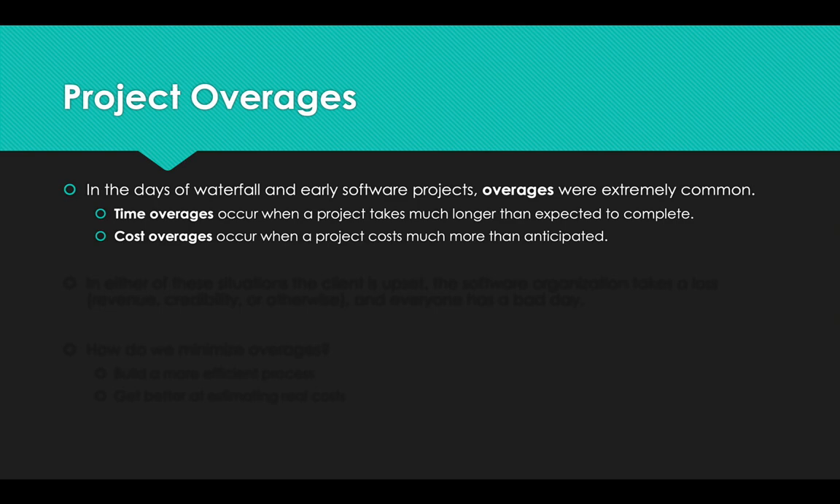The natural outcome of all of these things is called project overages. An overage occurs anytime you're using more resources than you have allocated for a project. You can have time overages or cost overages, where you are spending too much time or too much money, respectively, on a project.